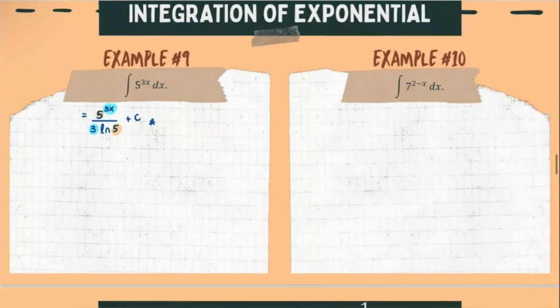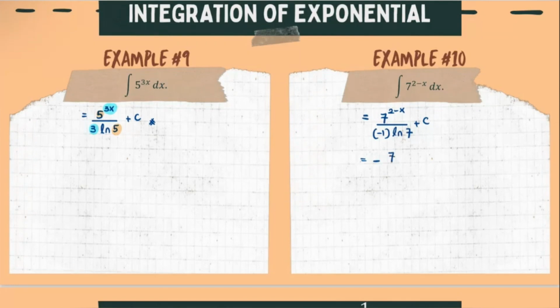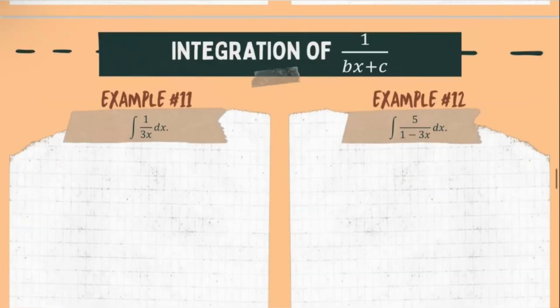Example 10. Integrate 7 to the power of 2 minus x. So first of all, salin bahagi differentiate power dapat negative 1 darabkan dengan ln of the base is 7. And then if we simplify, dapatlah negative of 7 to the power of 2 minus x over ln of 7 plus c, settled. Example 11 and example 10.